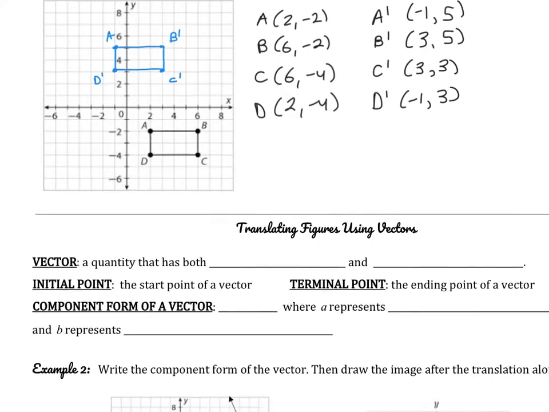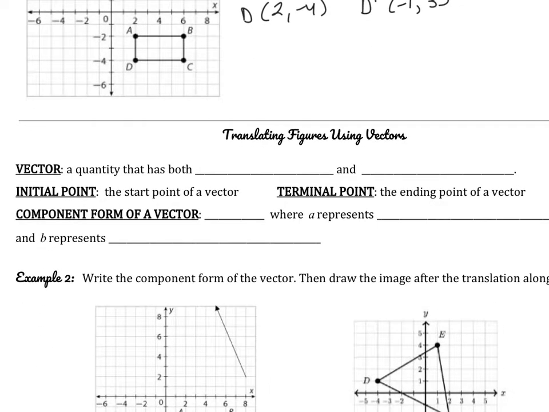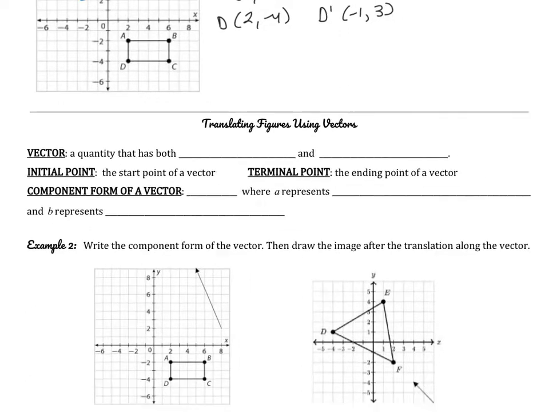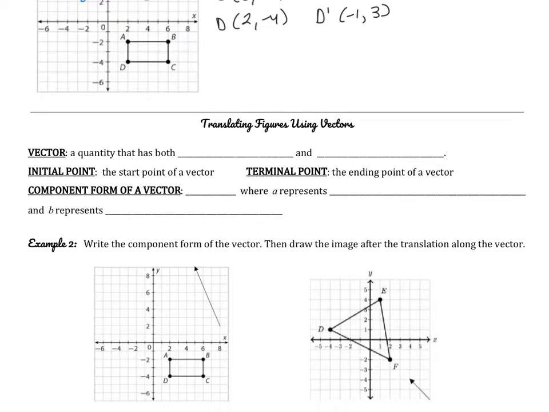So today we're going to talk about translating figures using vectors. So first, let's talk about what a vector is. A vector is a quantity that has both direction and magnitude, which is essentially a length. So it's going to be pointing in a direction, and it will have a length.